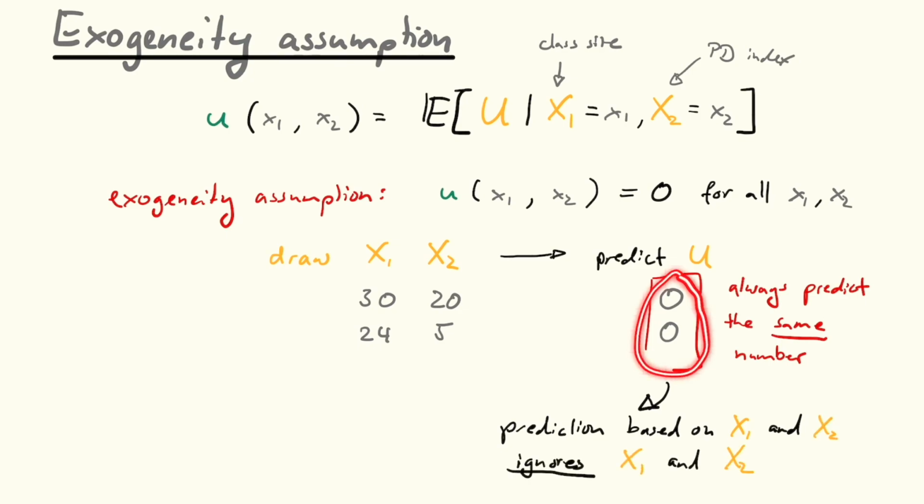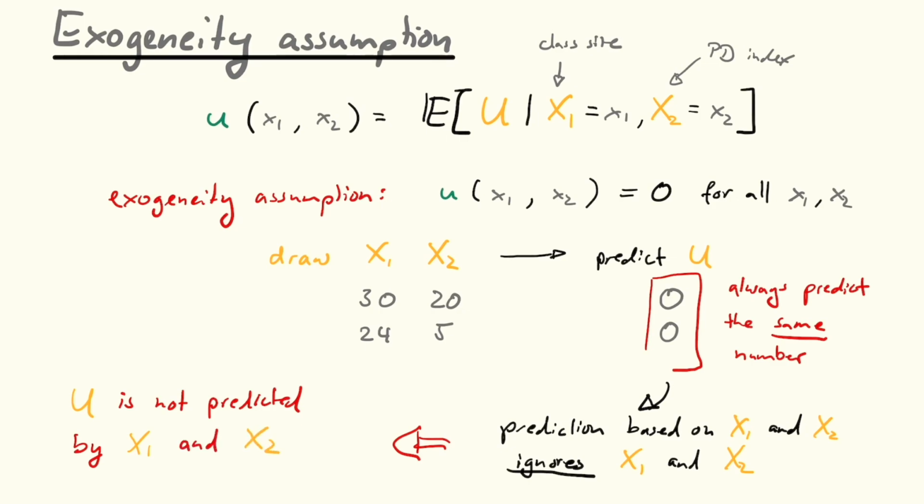But our predictions were based on u, which is the best prediction rule, so it is optimal to ignore the values of x1 and x2. But if that's the case, then x1 and x2 are useless for predicting u. Or in other words, u cannot be predicted from x1 and x2. To me, this is a really helpful rephrasing of the exogeneity assumption.